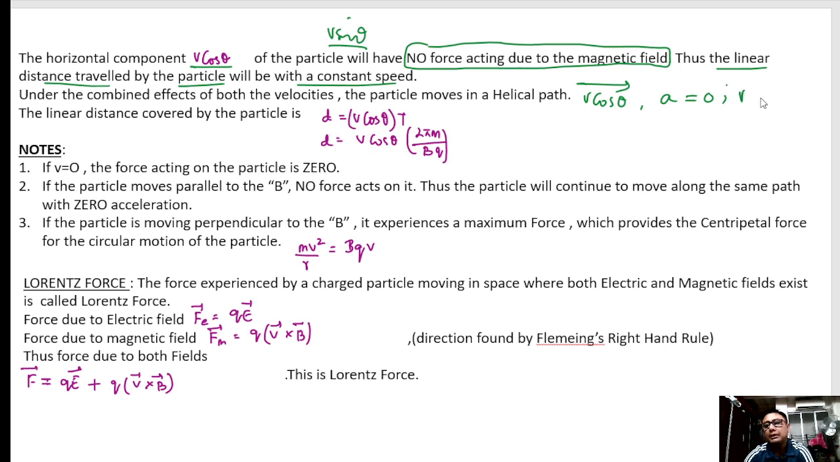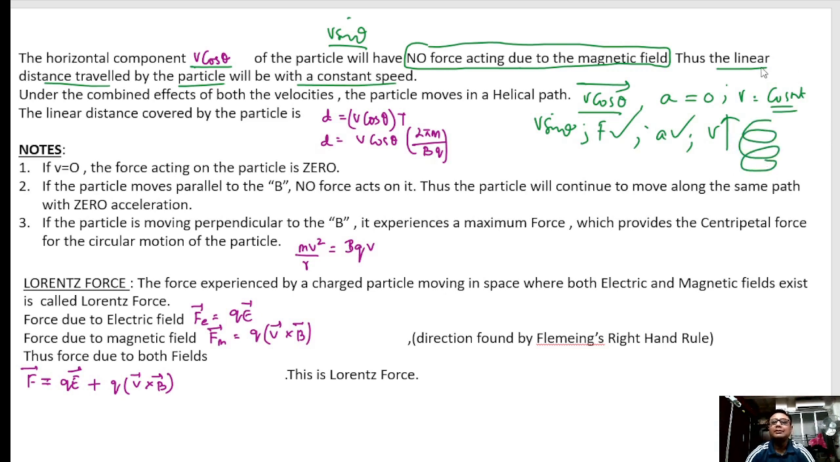That is, V should be constant. That means its horizontal component of the velocity will remain constant. And the vertical component of the velocity, V sin theta, will have a force acting on it. It will have acceleration acting on it. So the speed will go on increasing, and that is why it follows this path. It rises like this.